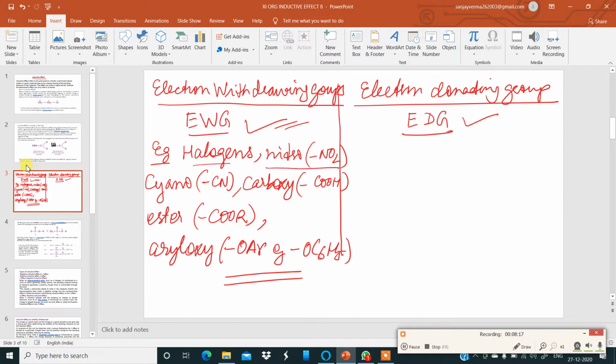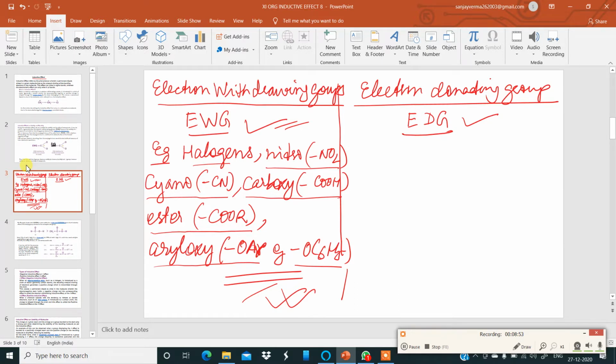So these groups, halogens, nitro NO2, cyano CN, carboxy COOH, ester COOR, and aryloxy OAr with the aromatic benzene ring, OC6H5, come under the category of electron withdrawing groups. That is understood. Try to remember these. On the other hand, electron donating groups are those which have pushing power, not pulling.